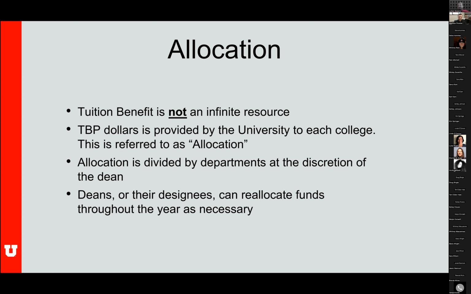Those TBP dollars start at the top of the university and move down through colleges and departments. And those are really distributed by the deans of the colleges. They're the ones who, when they receive their amount, decide how much each department is going to receive. So deans or designees can work with us to get that allocation money moved around in weird circumstances where Department A has a lot of need and Department B doesn't have as much need anymore. We can move some of that funds around, but I need to be working with the dean of your college to do that. And we always want to make sure it is for the appropriate reasons.